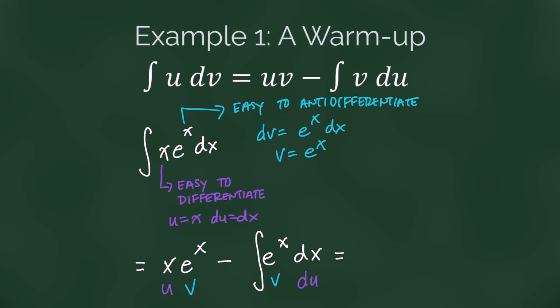That antiderivative is easy for us to solve, so we see that our answer is x e to the x minus e to the x plus some constant c.